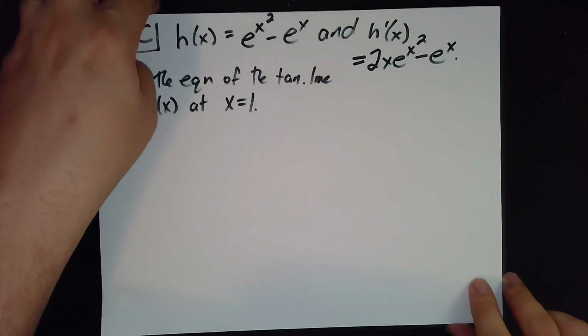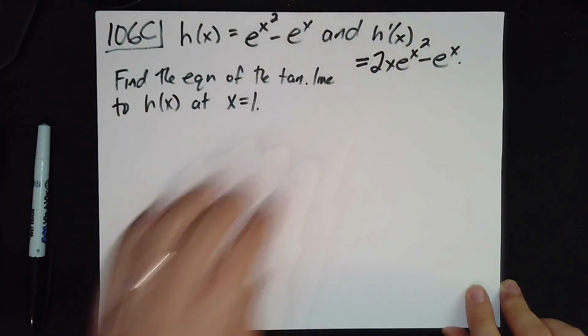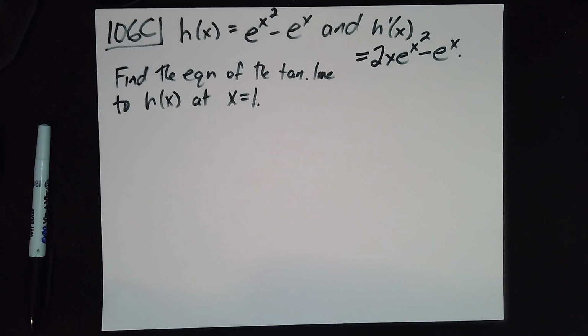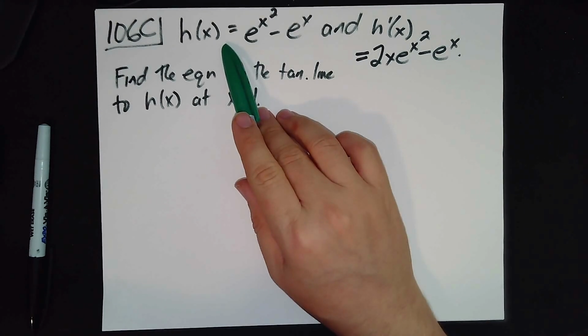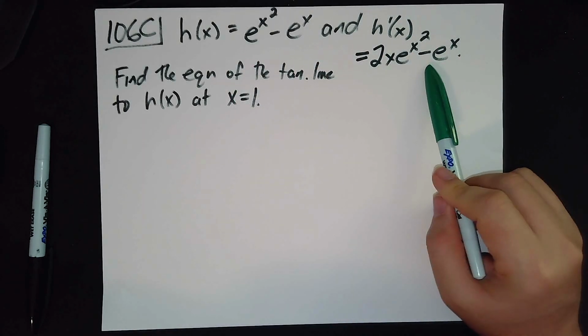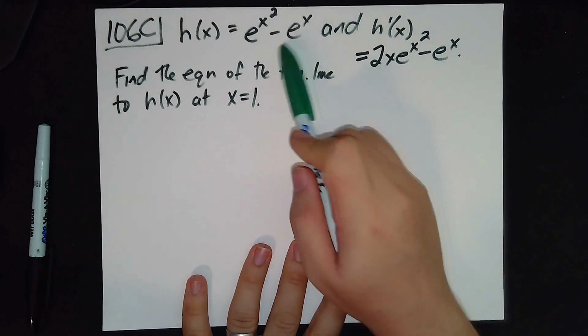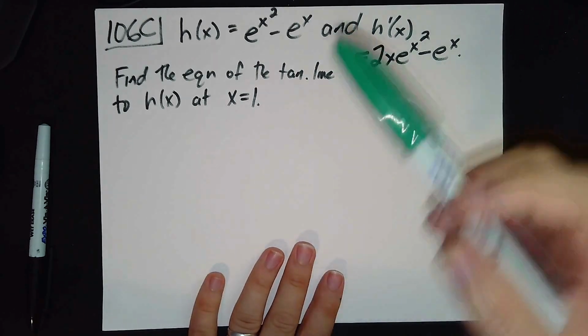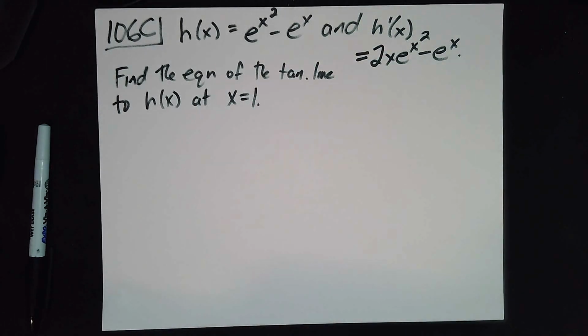Okay, so 106C was the next question that I was asked about. So that is here. So in this question, you're given both the function and its derivative. So we don't have to find a derivative in this question. We're just given the function, given the derivative, and we're asked to find the equation of the tangent line.